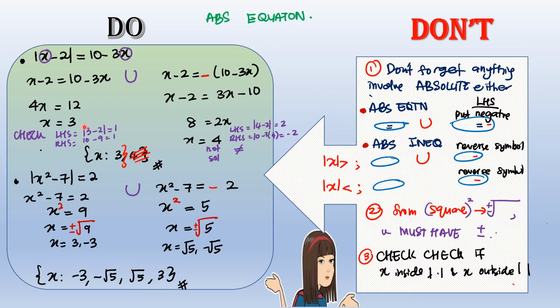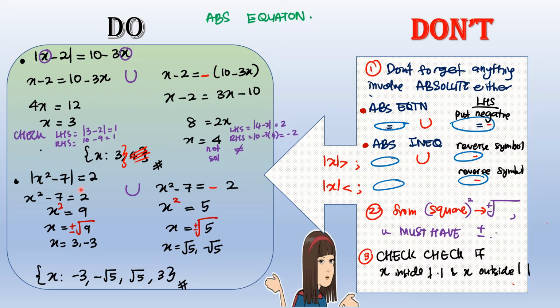So here, guys, you have x inside, x outside, remember? So that's when you have to check. Our final answer is only 3. You can see here, when we get 4, you get 2 and negative 2, which is not the same, so we can't accept it. If you don't check, you will simply take the wrong answer.